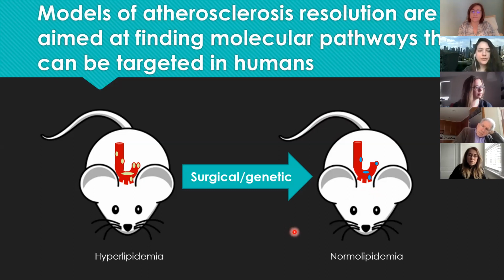And as you know, this is not as easy in humans, that you can just reduce their cholesterol and get disease resolution. But we think that these mouse models are very important so we can find the pathways that are important for resolution and then use them in humans.